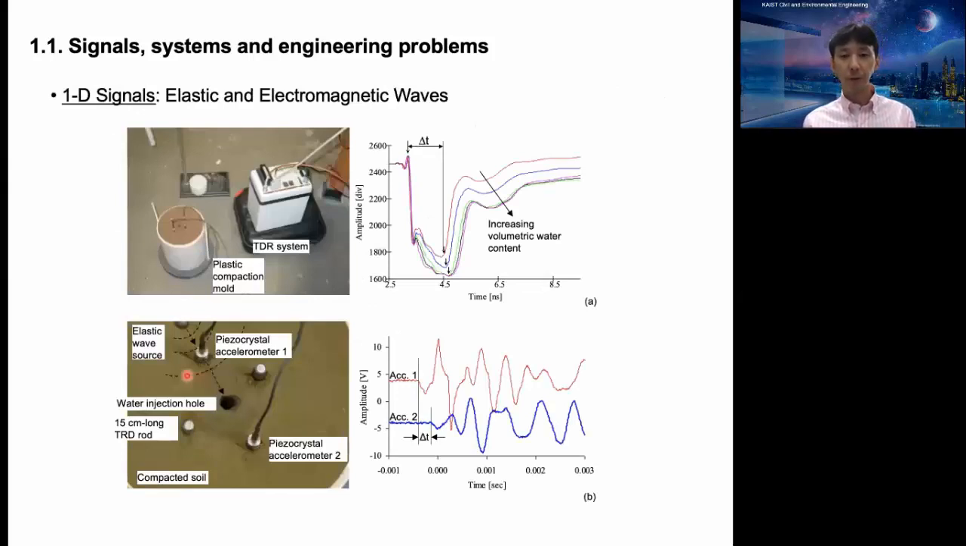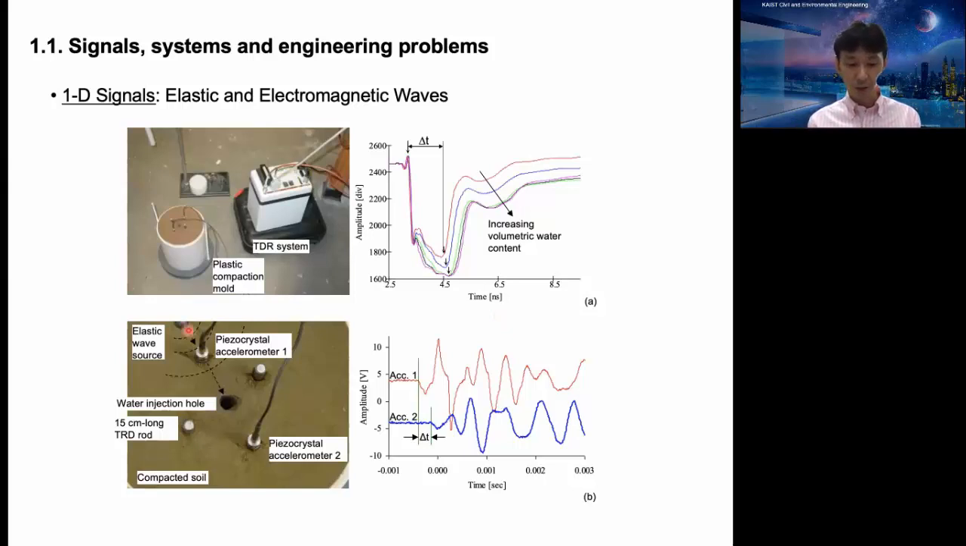When you obtain the data from one location, it can be considered a one-dimensional signal. So if you think about a TDR system that's fixed at one position, and you collect the reflected wave, it will show some amplitude variation with time, and this will be a one-dimensional signal because it shows the data of one location. So especially in space, it's a 1D.